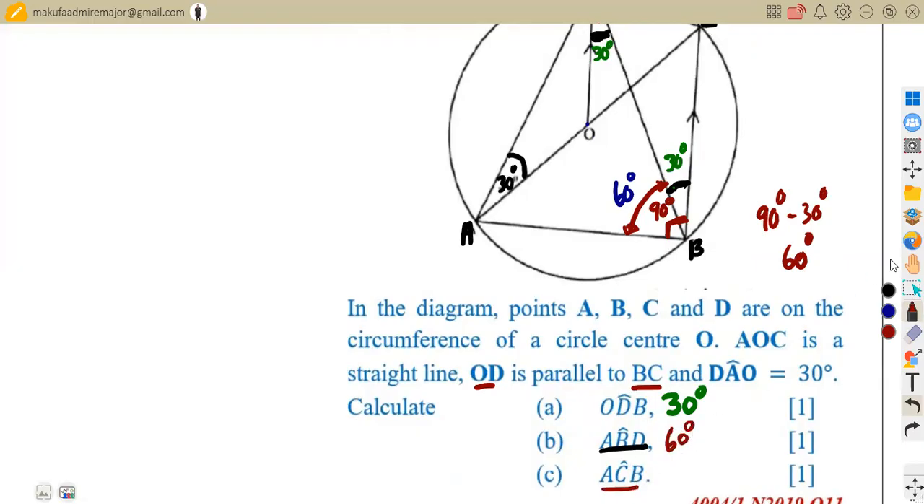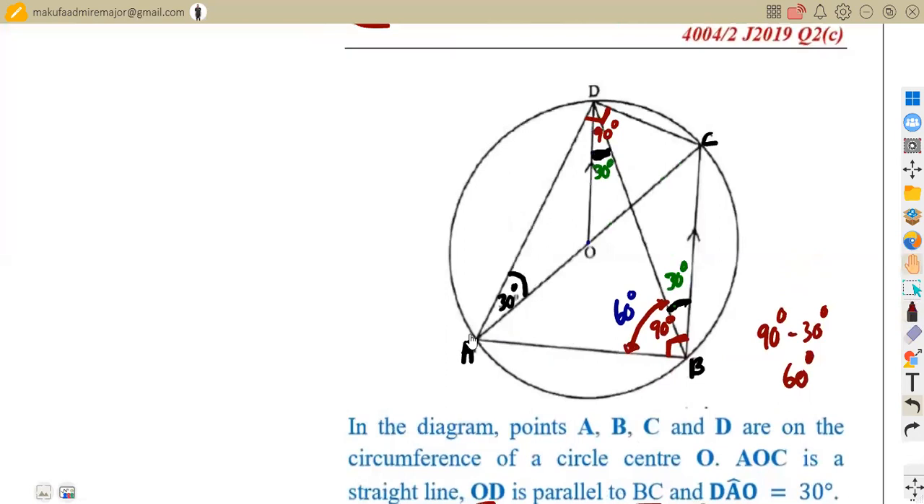All right, then we've got ACB in this case, ACB from A to C to B. That is this angle remaining here, the CB.